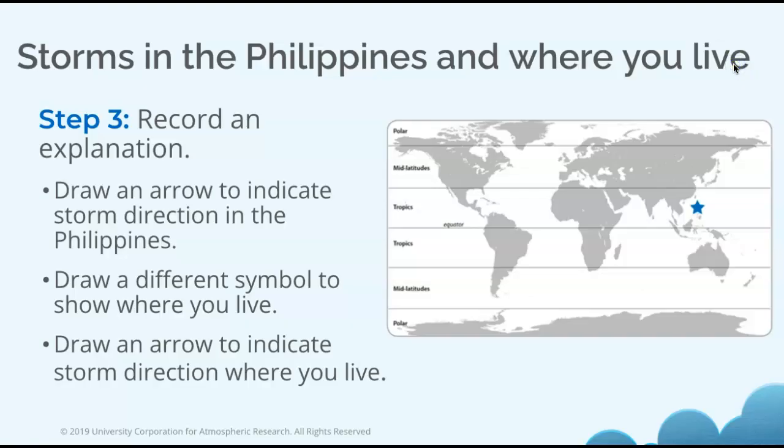Okay, so your job on the second page of your packet is to draw on this map, let's see, what's the question? Indicate storm direction in the Philippines, which has the blue star on it here, and then indicate storm directions where we live. So we are up here in the northeast of the US. Okay.